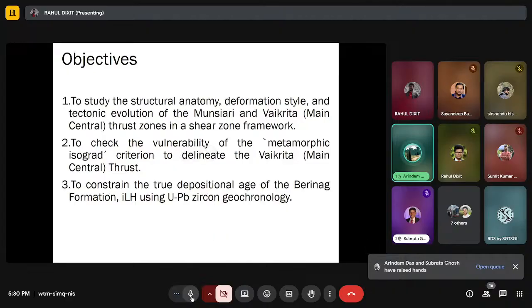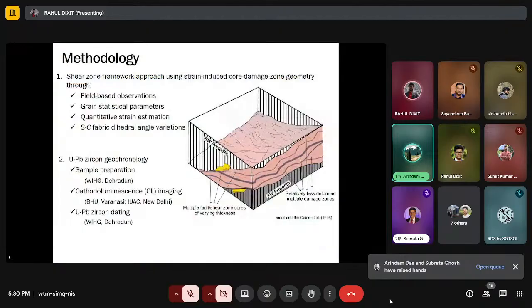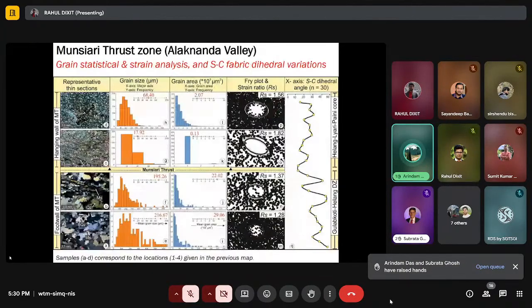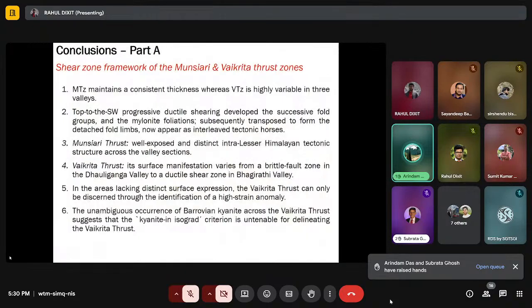Rahul, I have two questions for you. The first one: you have shown two thrusts, one is the Munshiri thrust, and the other is the Vakrita thrust. Can you please tell what is the exact or approximate thickness of both these shear zones, the Munshiri thrust zone as well as the Vakrita thrust zone? Another question: you have shown the Vakrita thrust. What is the nature of the Vakrita thrust? Is it a ductile thrust? When you answer the second question, I will have another counter question for you. So please do answer my first two questions.